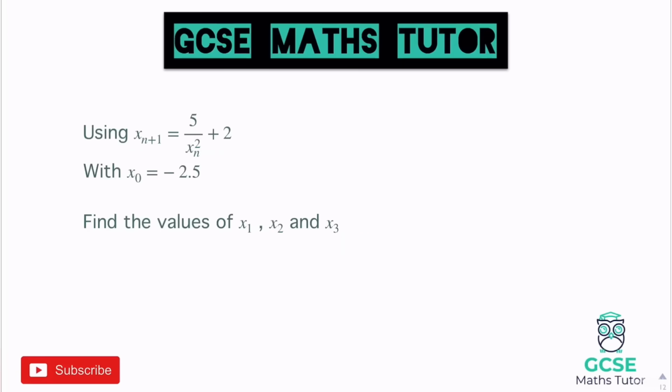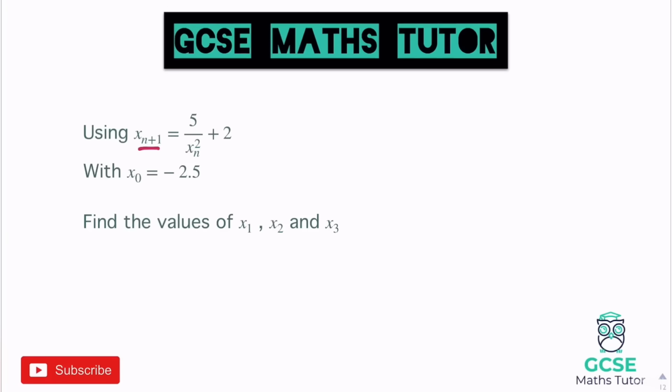Okay, so looking at some iterations. Now this says using x n plus 1 equals 5 over x n squared plus 2, and then it gives us x naught equals negative 2.5, find the values of x1, x2, x3. So all this is a process to finding estimates to a solution of an equation. Now the equation is not given to you in this one, but it does give us this iteration formula. Now this little n plus 1 here just means to find the next estimate.